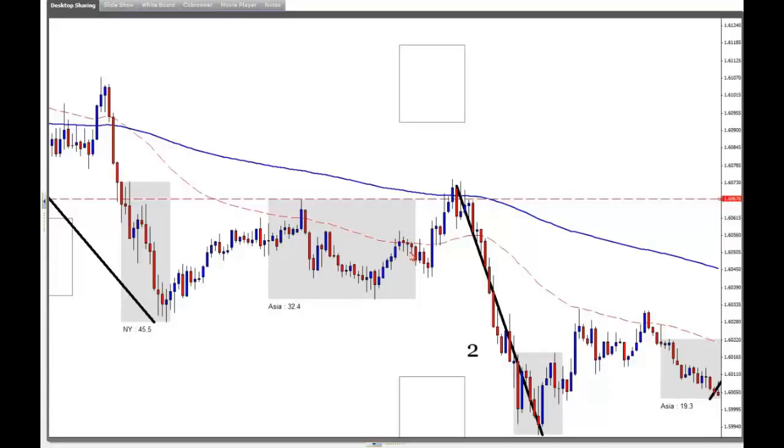So there's a reason why, once we saw the push above that and the rejection back down below, many people were jumping on that trade. Now, there's other things to this trade, but the bottom line is there's a reason why they're predictable.